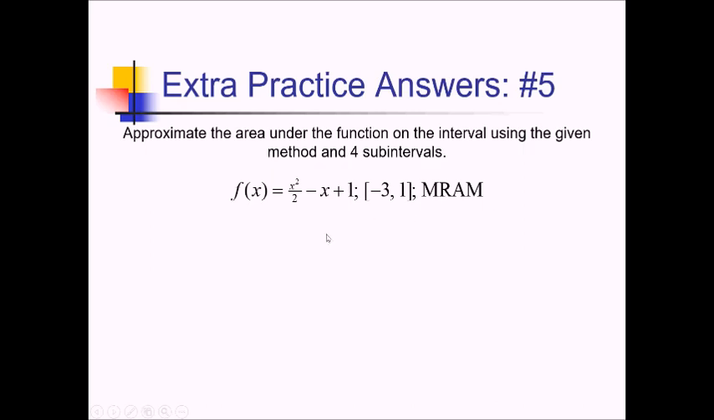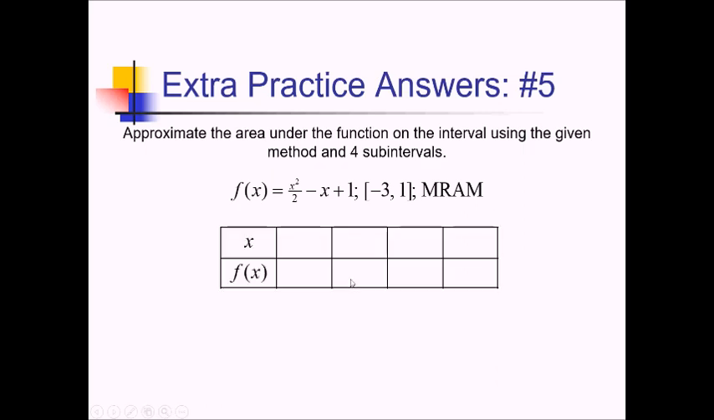I'm going to start by setting up a table with my x values and the y values that go with them. So since this is midpoint RAM, I need to figure out the endpoints of each rectangle and then use the middle value between those endpoints. Since we're going 4 subintervals over a distance of 4 from -3 to 1, each subinterval just has a length of 1, which is kind of nice.